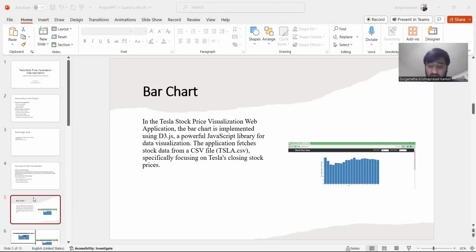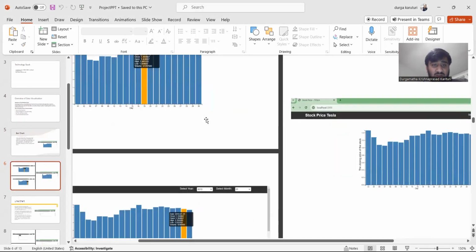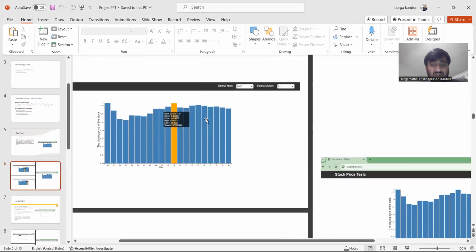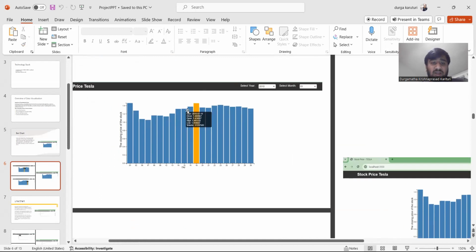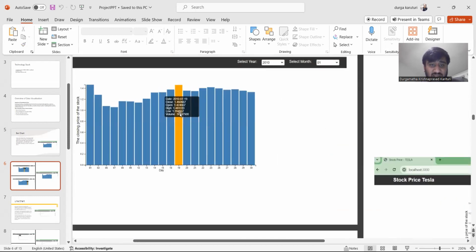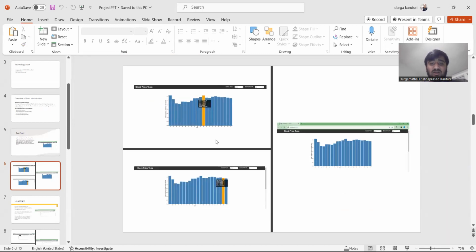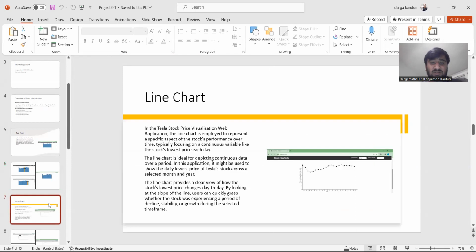And you can see the images here. The selected year is 2010 and the month is 01, and you can see the image also. In this we can see date, close, open, high, low, and volume, and their values also. Here are the three different images that I have selected.